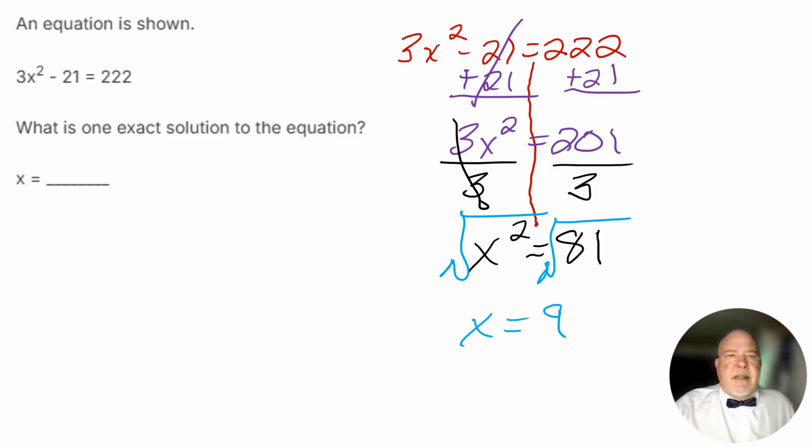So what about this thing about there being more than one answer? Well, really, the square root of 81 is positive or negative 9, because negative 9 times negative 9 is also 81. So for my answer, I can either put 9 or negative 9, but they don't want me to put both. So I'm just going to put 9 for the answer.